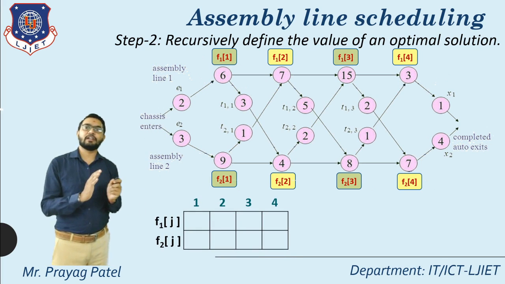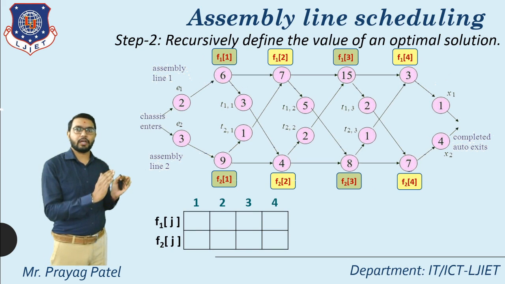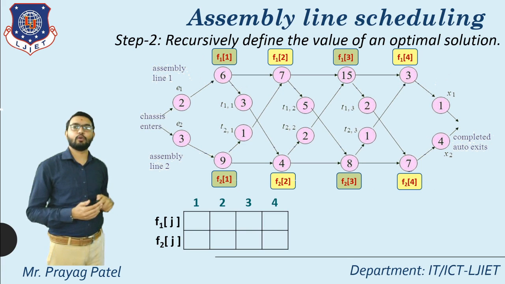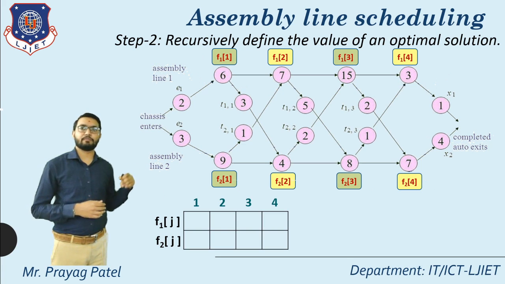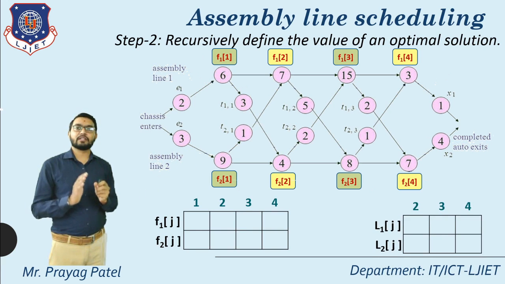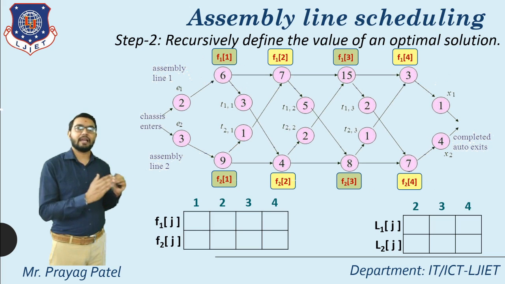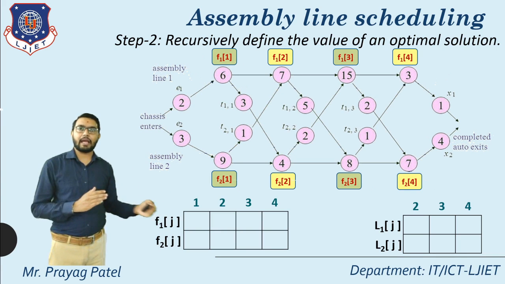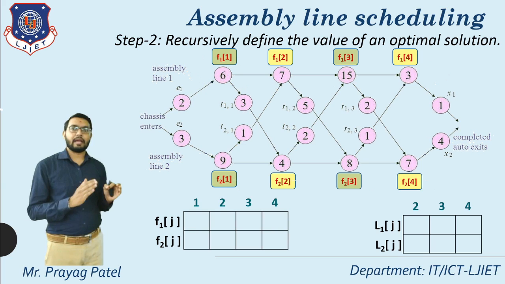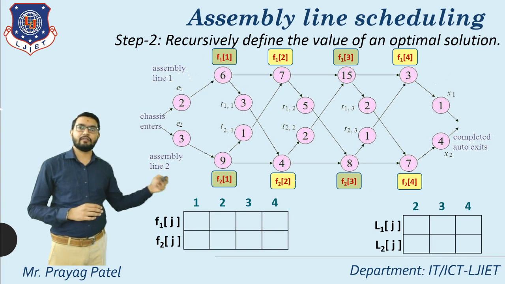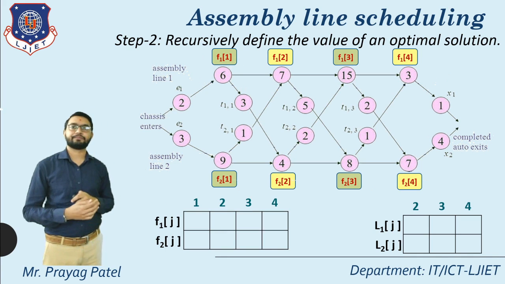Now here we consider a table for putting the values of F1j and F2j. Here we find the values in a sequential way, means first we find 1, then 2, then 3 and then 4, like this. And here consider another table, table L. Table F is for finding the F1 and F2 values, and another table L is for finding the value of L. L indicates line 1 or line 2, like this. So here consider two tables, F and L.